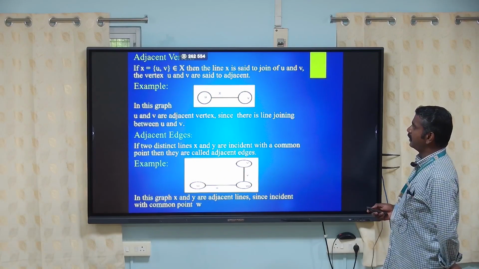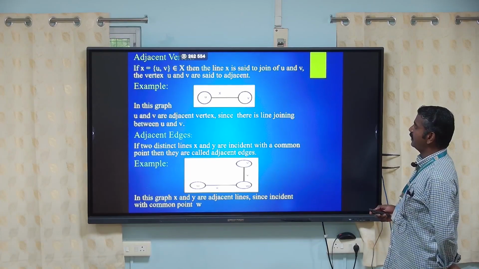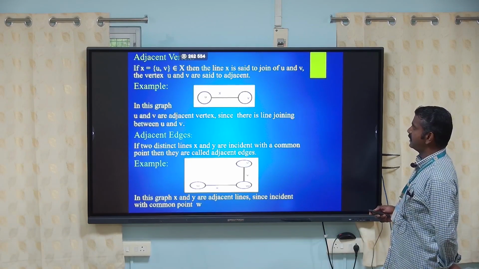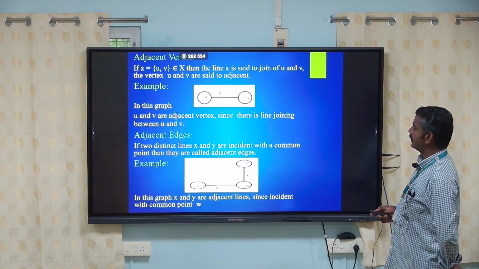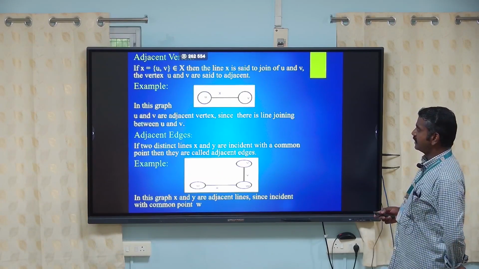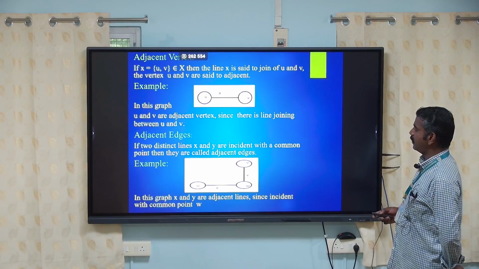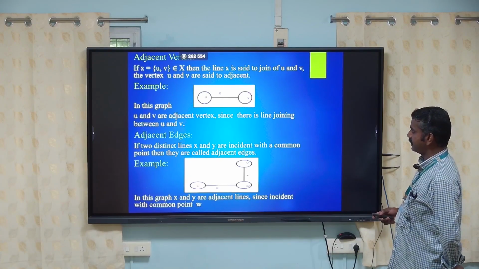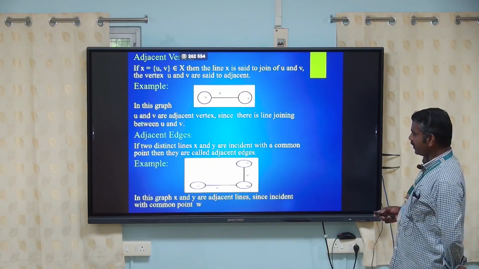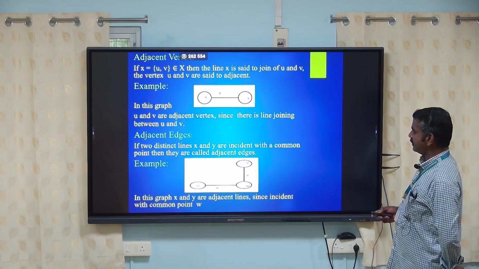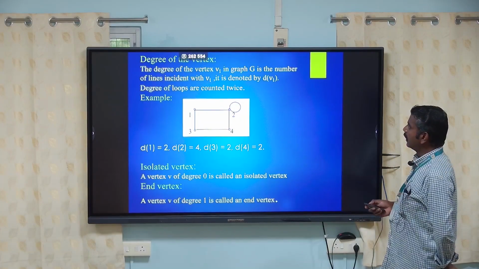Adjacent vertices. If x equal to (U, V) belongs to X, then the line x is said to join U and V. The vertices U and V are said to be adjacent. For example, in this graph, U and V are adjacent vertices since there is a line joining U and V. Adjacent edges. If two distinct lines x and y are incident with a common point, then they are called adjacent edges. For example, U and V are points, x and y are adjacent lines since they are incident with the common point W.